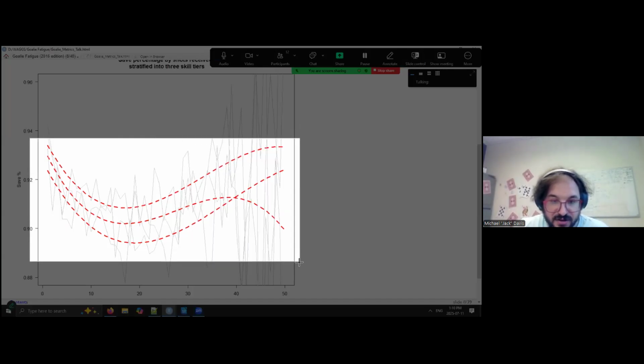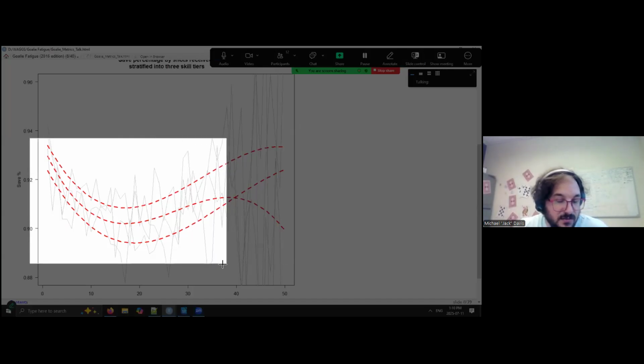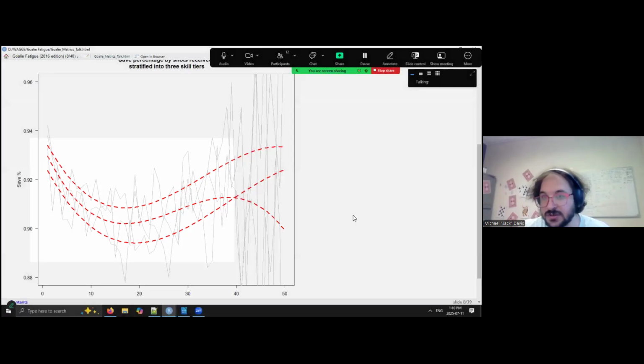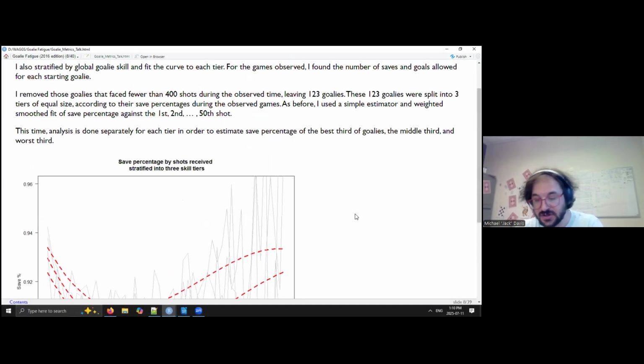And after 35 or 40, it gets quite random at the end, so I wouldn't worry too much about that. That's what that gray line is. It's the unsmoothed values. And if anything, it improves as the game progresses after that initial spark or initial drop.